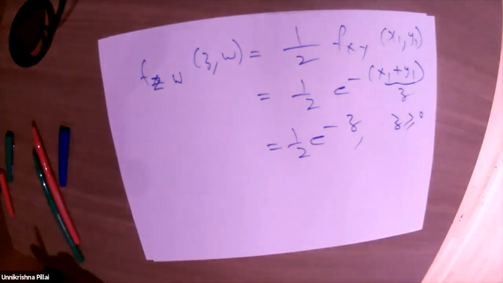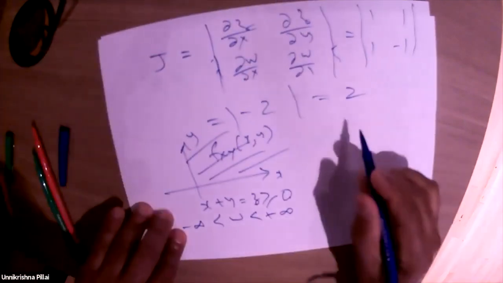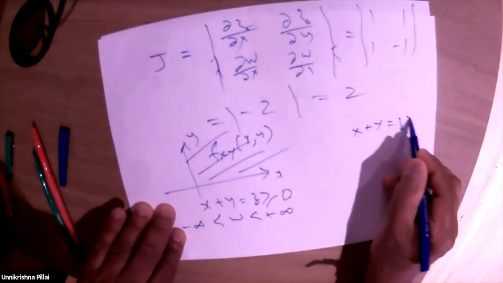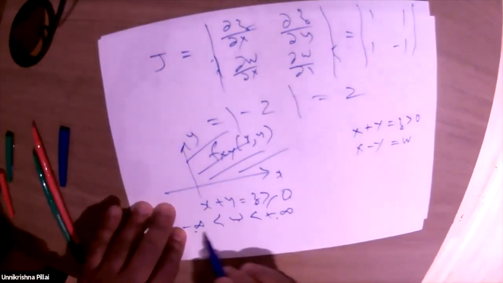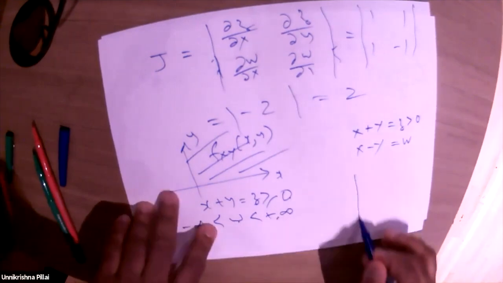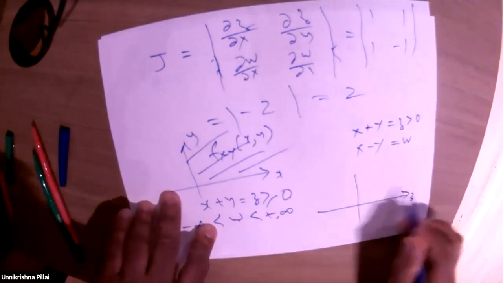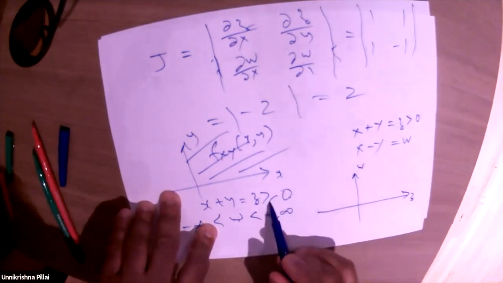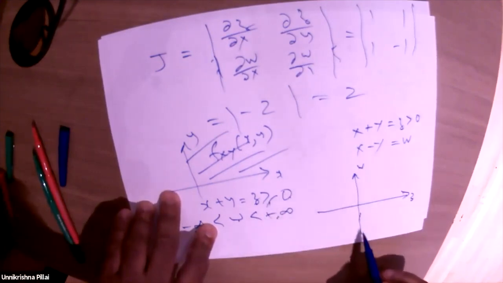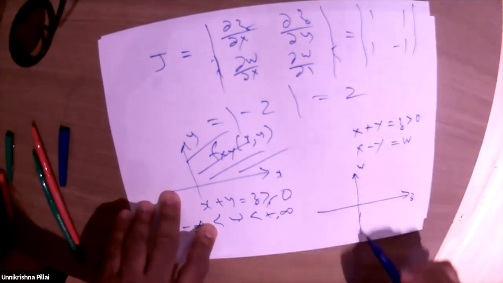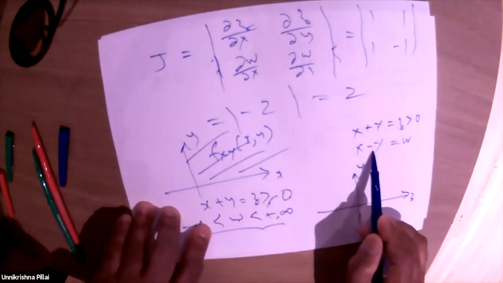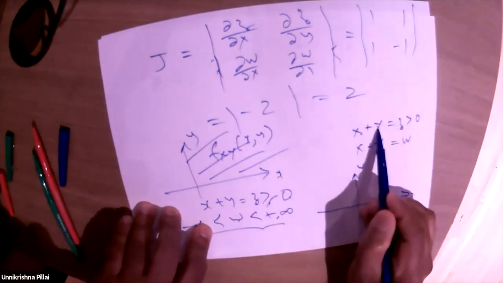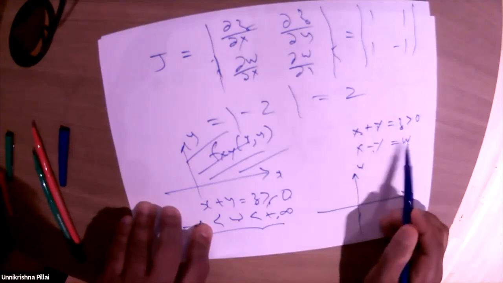Is this right? So this is where you need to be careful. I also made a mistake. Look at here. X plus Y is Z, that's positive. X minus Y is W. So it is true, W goes between minus infinity and infinity. The way we have written, Z always remains positive and W goes positive and negative. That's what this says. But you have to look at the given problem. Z is X plus Y. X and Y are positive. W is X minus Y.